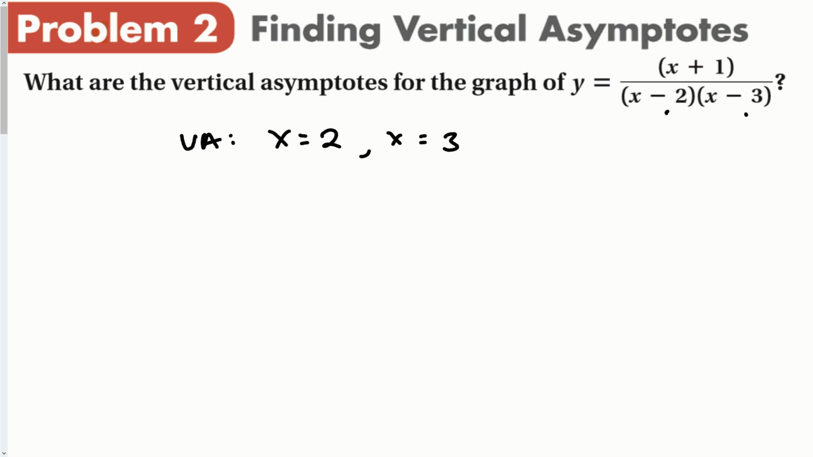If we want to do all the stuff we did before, right, this function would have an x-intercept. The domain would be all real numbers except for these two. It would have an x-intercept of -1 because that's where the numerator is equal to 0. And I could plug in 0 to get my y-intercept, which looks like +1/6.